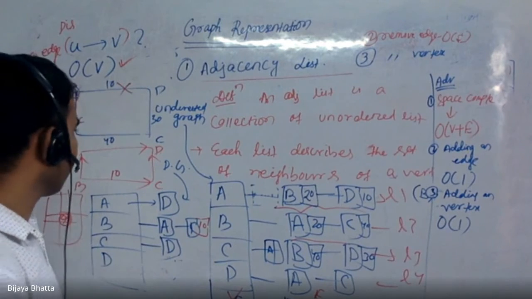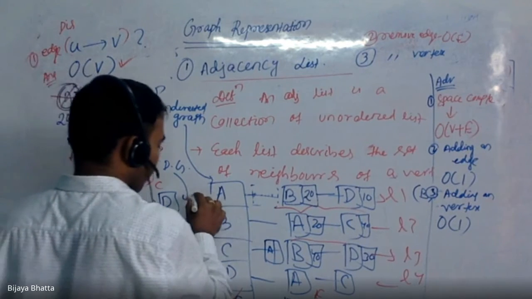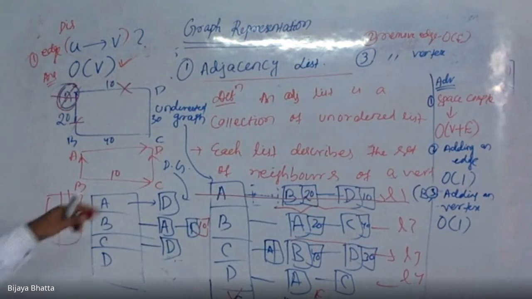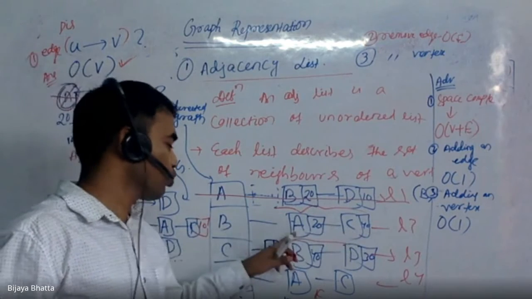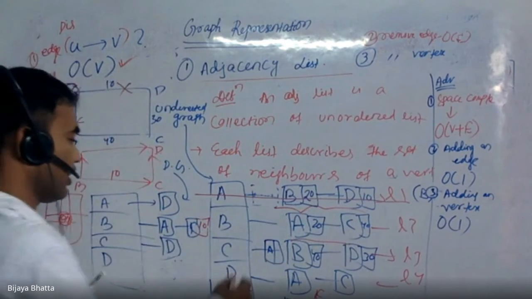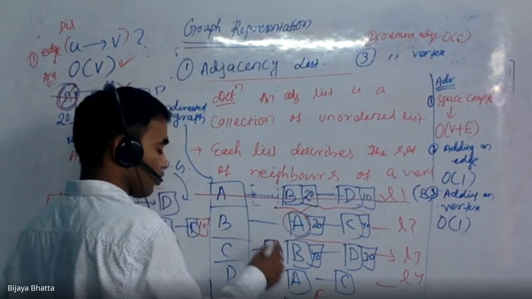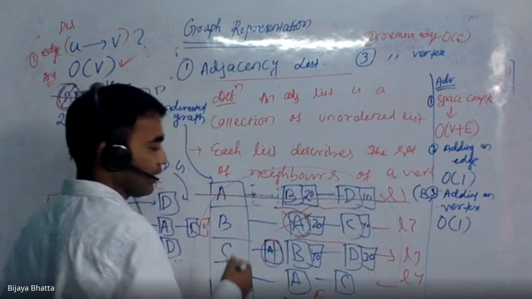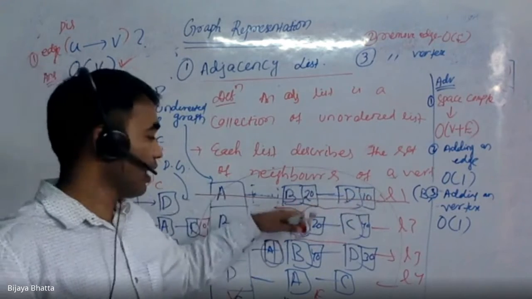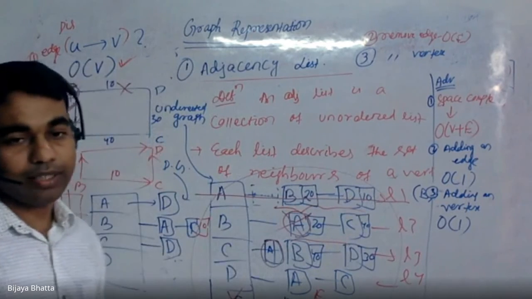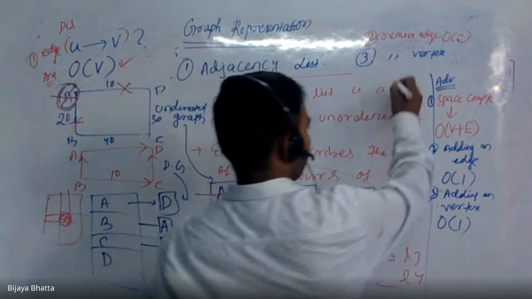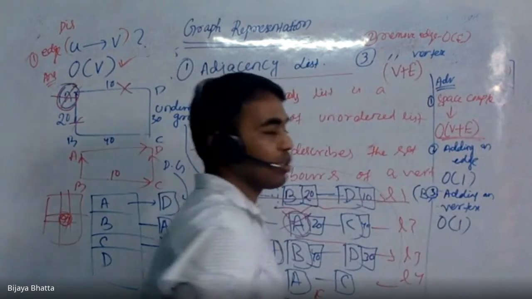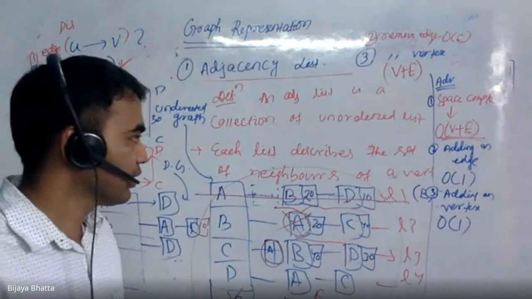So suppose you are removing A, you need to remove all these completely, right? And again, you need to see where there exists an edge. So here there exists an edge, here there exists an edge, so you need to remove all these entries also. That means you need to scan everything, right? First you will delete this one and you need to scan where there exists an edge. That's why it is going to be V plus E, which is the complexity. So you need to scan everything.